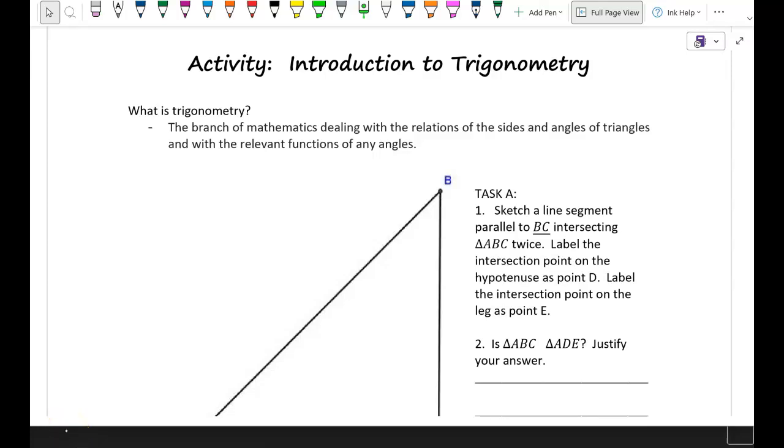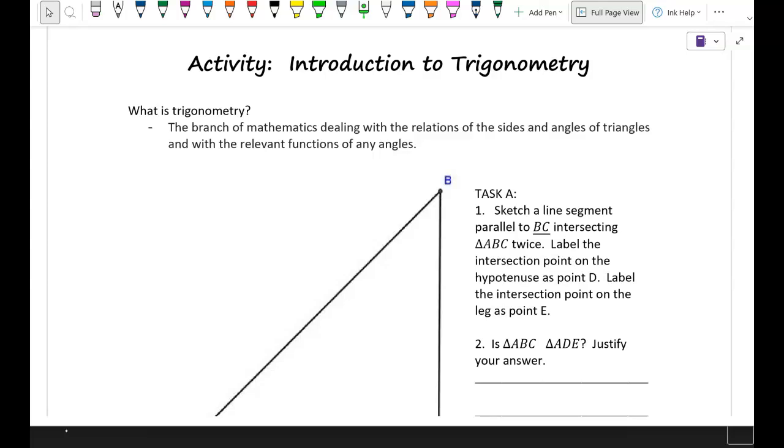All right, so we're going to start our introduction to trigonometry today. Well, what is trigonometry? It's the branch of mathematics dealing with the relations of the sides and angles of triangles and with the relevant functions of any angles. So it does, the reason we introduce it here in the geometry section, because it does relate to triangles.